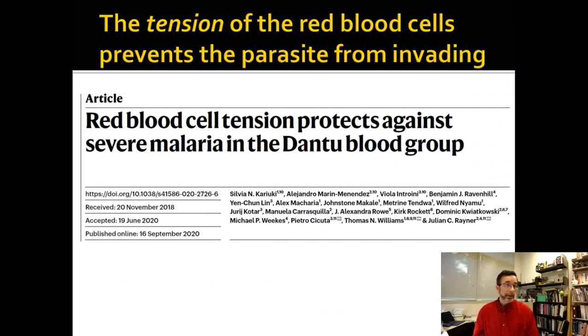And this just came out. It's actually the physical tension of the red blood cells that prevents the parasite from invading as well. So it's not just trafficking, but it's also invading. This is a really cool study that just came out about exactly how this works. Hopefully, by understanding exactly how the disease is prevented, maybe we can figure out how to replicate that without causing the disease. We can stop malaria without causing sickle cell disease.